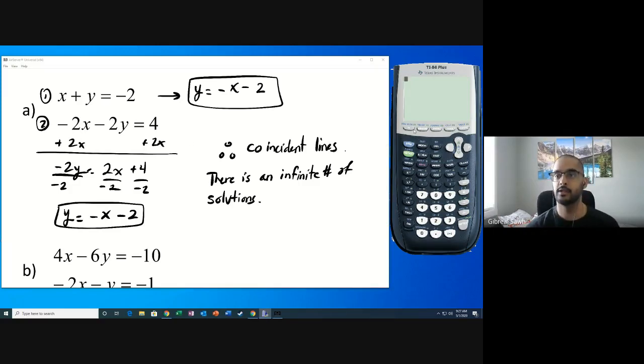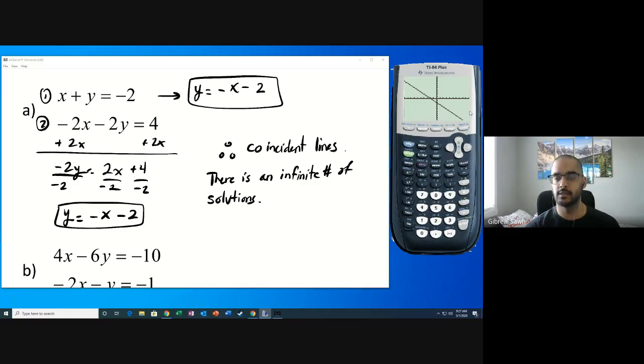Okay. And if you had your calculator, you could check this out also. Just clear those out. Negative x minus 2. And underneath, let's put in negative x minus 2. I'm only going to see one thing. I'm going to zoom out here, put it back to normal. Zoom 6.